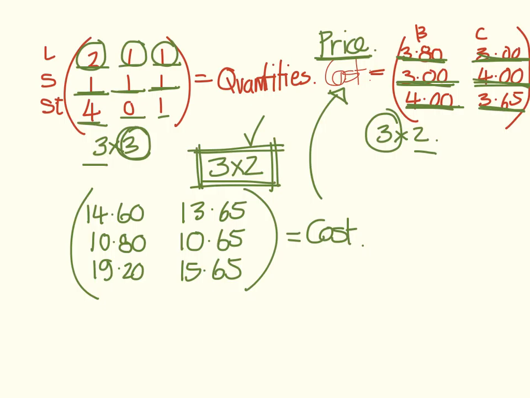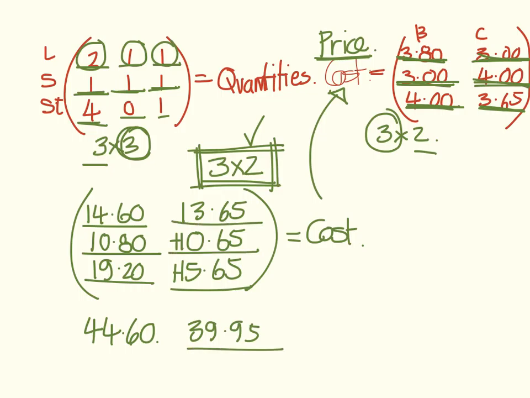Then if we want to find out our total so that we can analyse whether the bakery or the canteen is cheaper, all we do is add these up. We're just going to add $14.60, $10.80 and $19.20, and that's going to give us $44.60, and $39.95 for these ones. So that's how we analyse that.